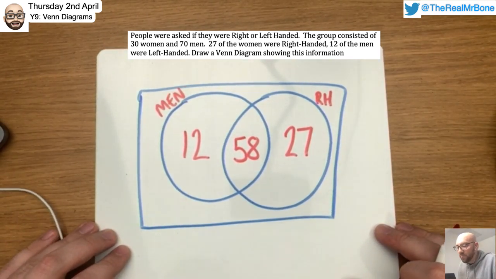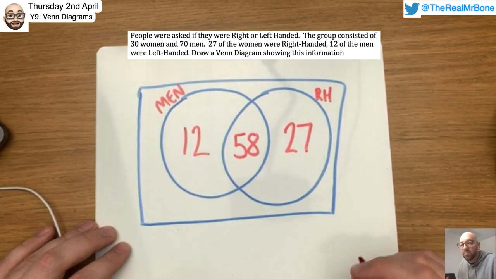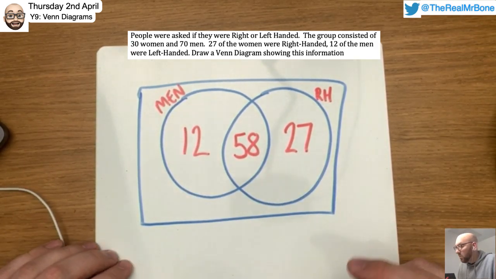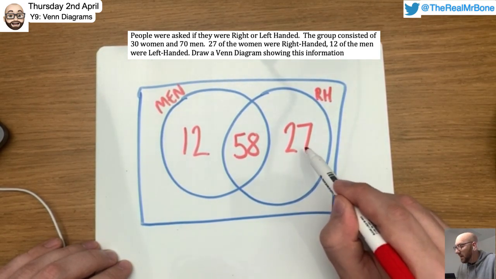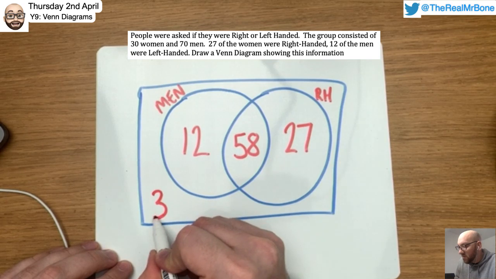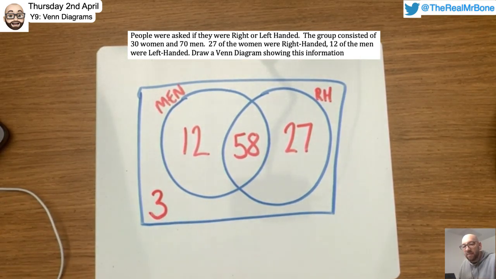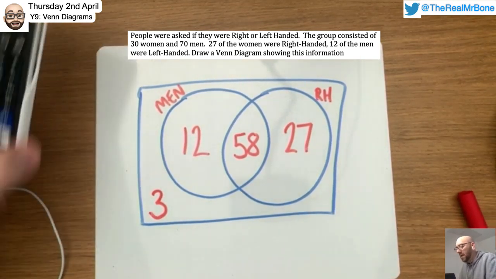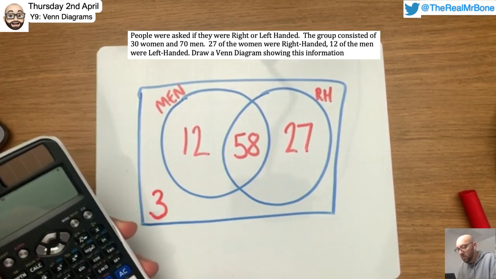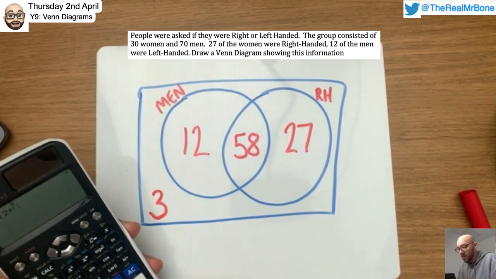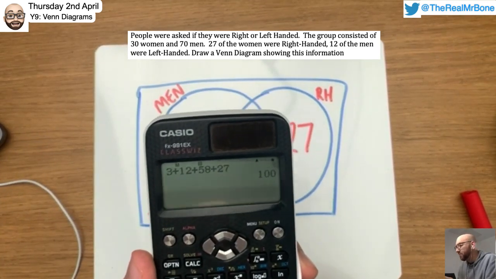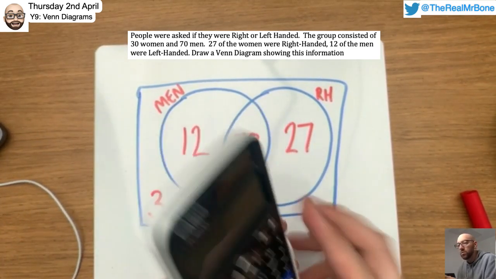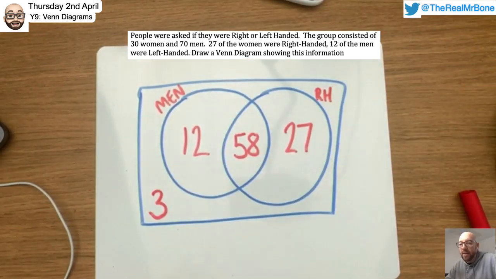Okay. Now, all the numbers we know need to add up to 100. It was 100 people. We know we've taken away already 27 women because they were the right-handers, which means the only people missing must be the 3 left-handed women who are going to go on the outside. Now, it's probably worth checking at this point that our numbers in the Venn diagram add up to 100, which they do. Okay. And that's the end. That's the answer to the question.